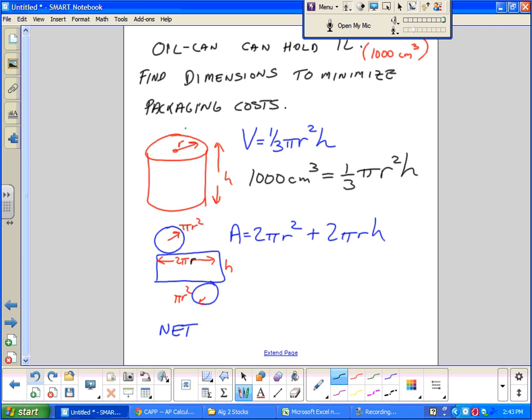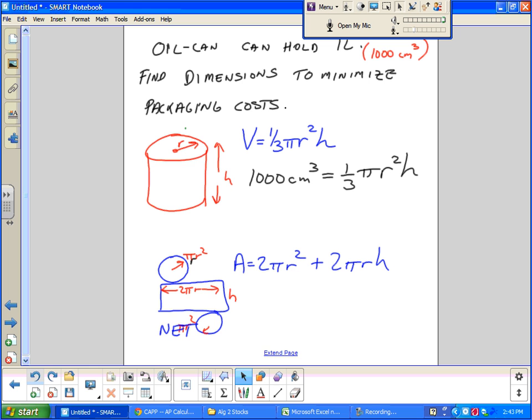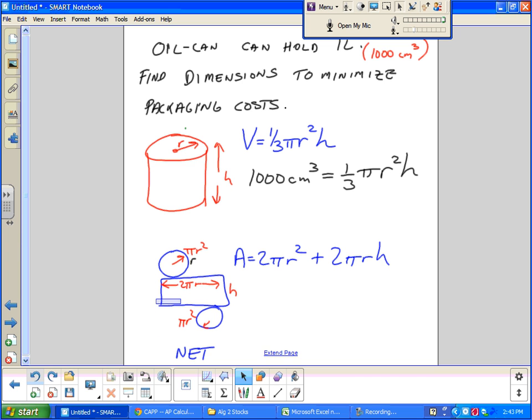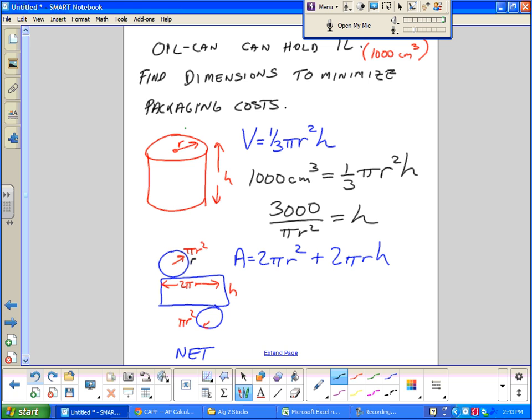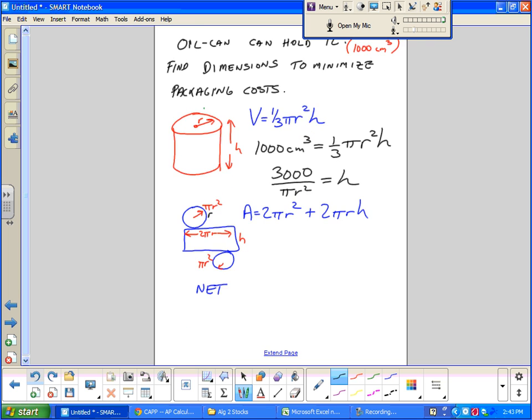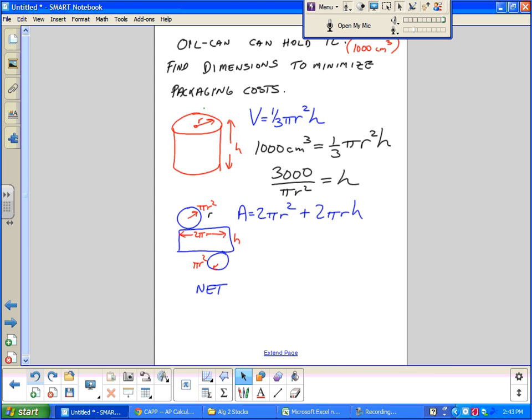And guys, when I see this thing, it doesn't matter too much. I don't like square roots that much, so I'm going to solve the black equation I just wrote for H. So I'm going to solve this for H by multiplying by 3, dividing by pi r squared. And H would equal 3,000 over pi r squared. And this is good news, because now I can use this piece of information in my area equation to develop an equation that is in terms of 1 variable.